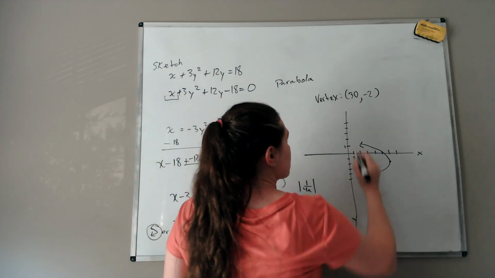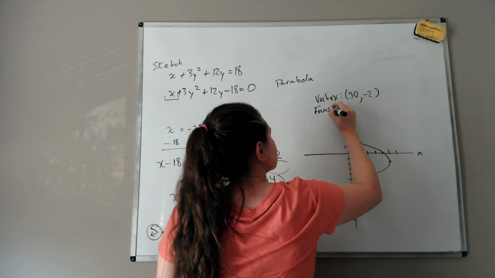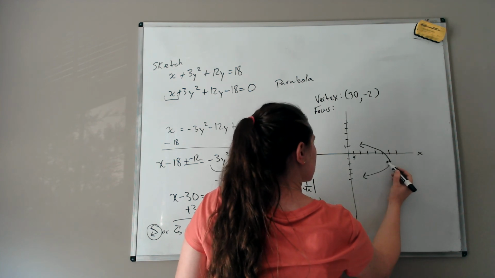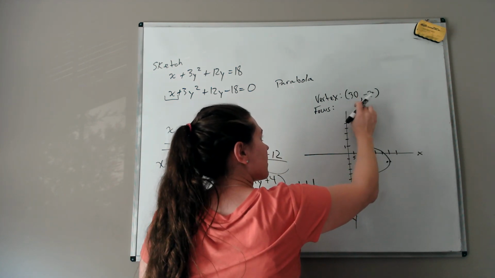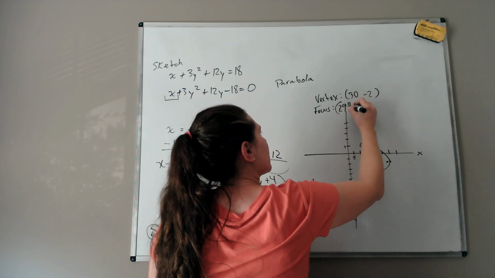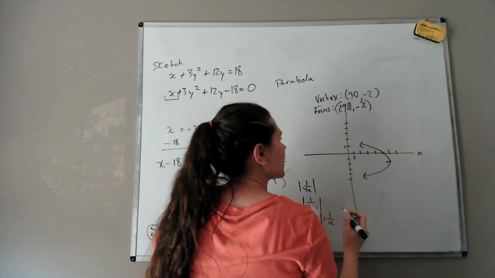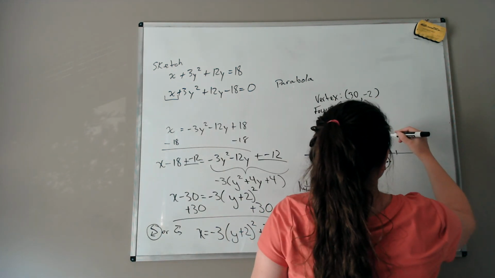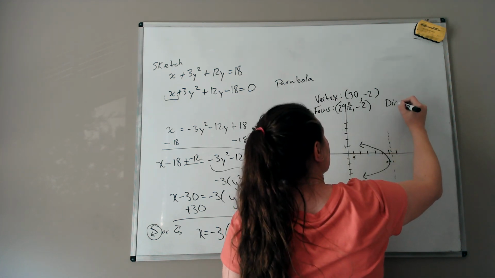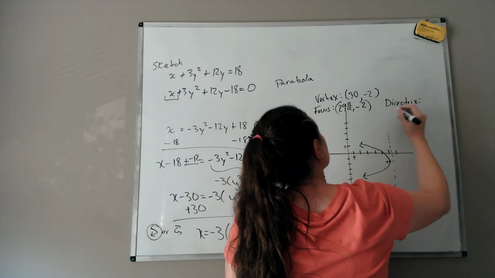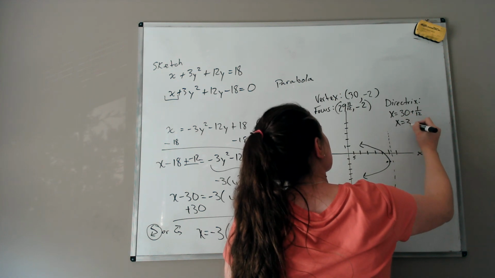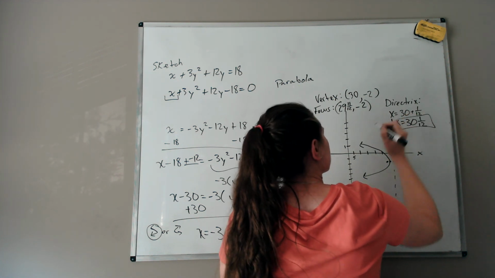So the focus is going to be to the left by 1/12 of a unit. So 1/12 to the left of the vertex, okay, that's 30 minus a 12th. So that's 29 and 11/12ths, comma negative 2. And then the directrix falls to the right by a 12th. So that's going to be the directrix. Notice it's a vertical line. Okay, so that's going to be x equals 30 plus a 12. So that's going to be x equals 30 and 1/12 is the equation of the directrix.